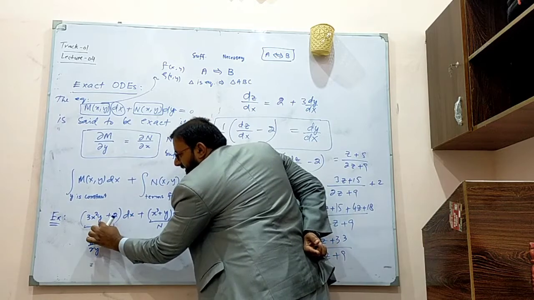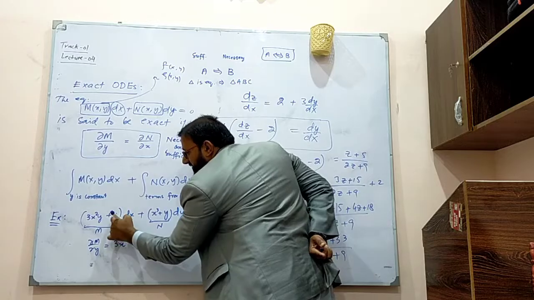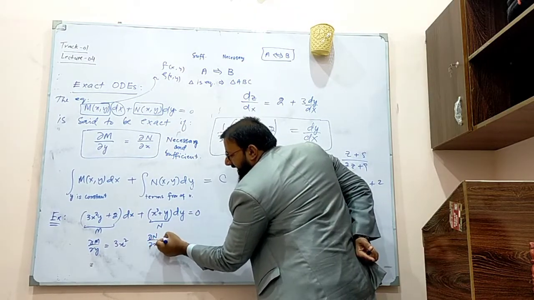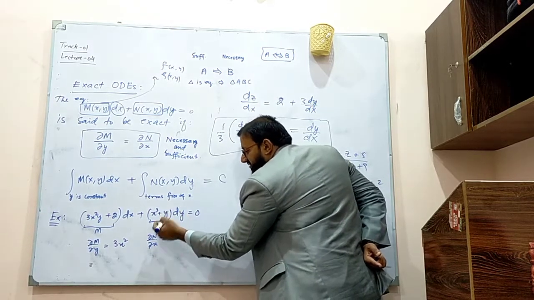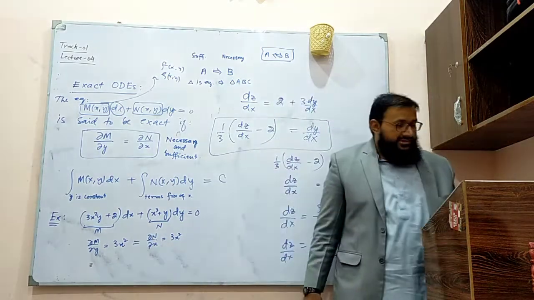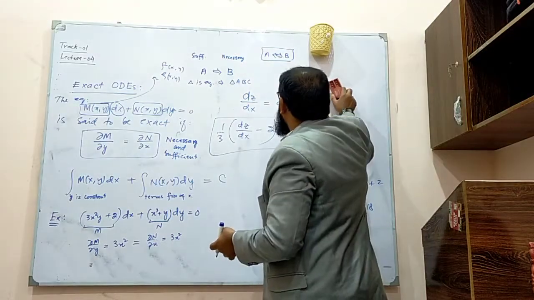The derivative of y is 1. This is a constant, so it remains, giving 3x square. The derivative of 2 is 0, leave it. Partial N by partial x: the derivative of x cube is 3x square, and y is a constant, so 0. Both are equal, so this equation is exact. So the condition is satisfied.